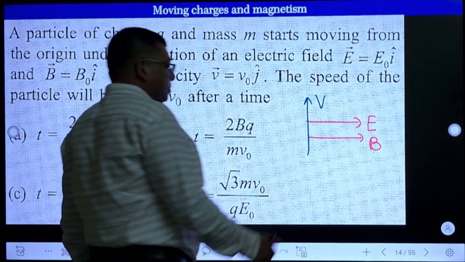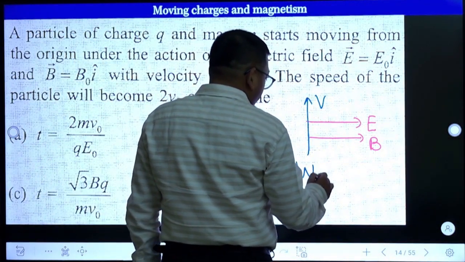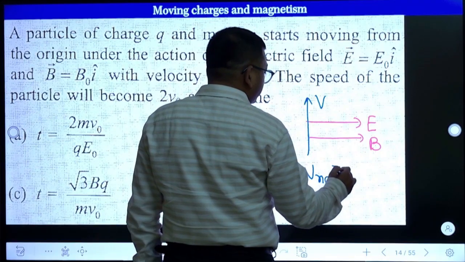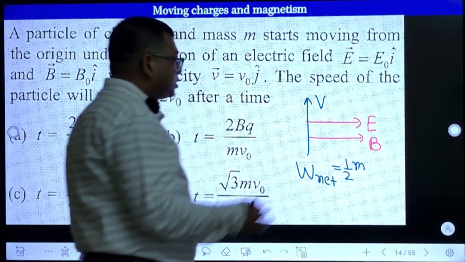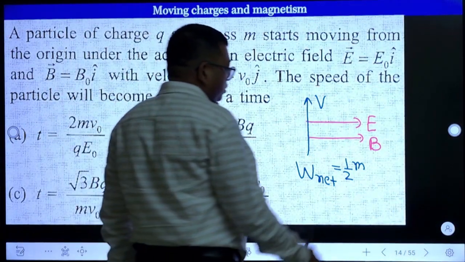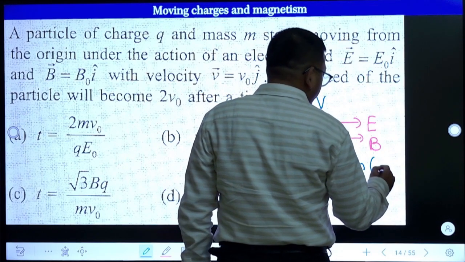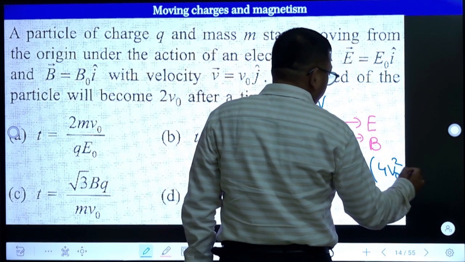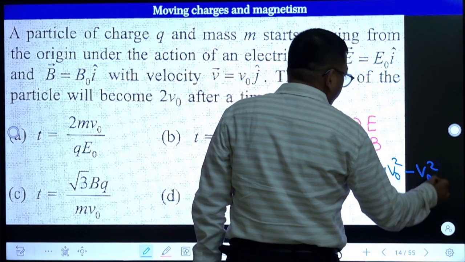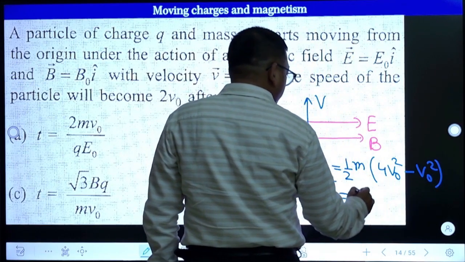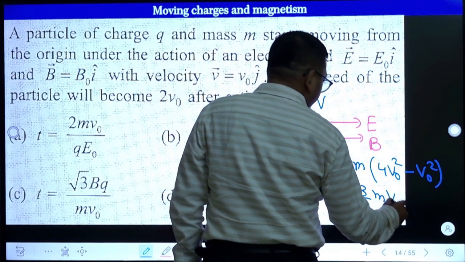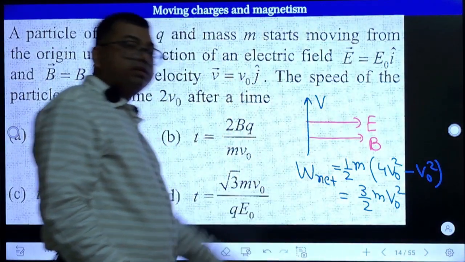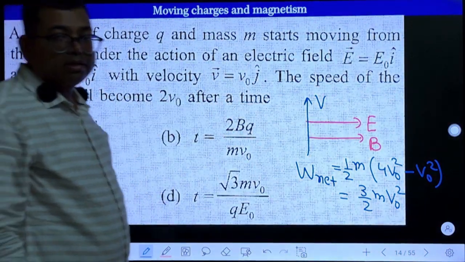Apply the work energy theorem. The net work done is the change of kinetic energy. Kinetic energy change is half m times final velocity squared minus initial velocity squared. Final velocity is 2 v naught, so 2 v naught squared means 4 v naught squared, minus v naught squared. So how much do you get from here? You get 3 by 2 m v naught squared. This is the change of kinetic energy, and work is done only due to the electric field.